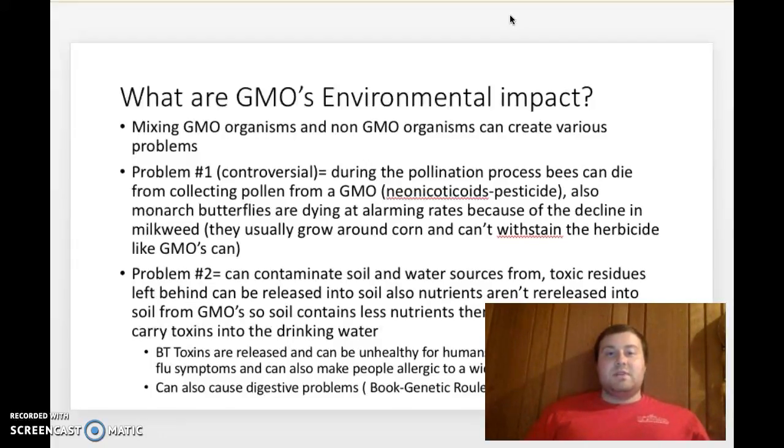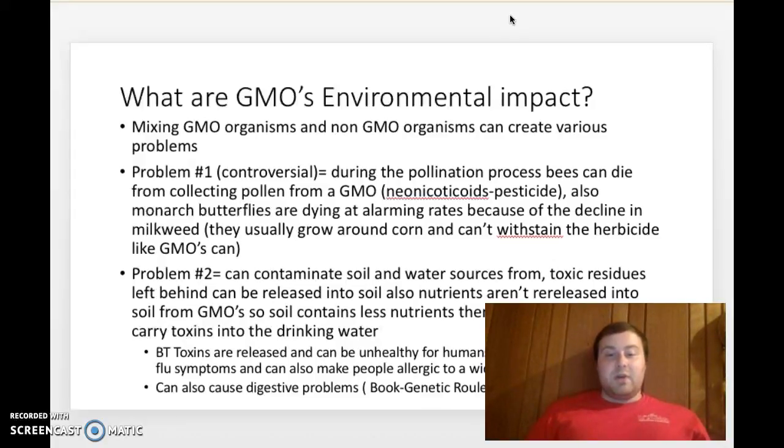And another problem is that GMOs can contaminate soil and water sources with toxins. There's some Bt toxins that can be released, and they're very unhealthy for humans. They can increase allergies and flu symptoms and can also make people allergic to a wider range of allergens. There's some toxic residues that are left behind by some of the GMOs, and they can be released into soil. Also, the nutrients aren't released back into the soil from GMOs, so the soil contains less nutrients than before. Also, the irrigation can carry these toxins into the drinking water or other sources of water, which can be very detrimental to the rest of the environment.